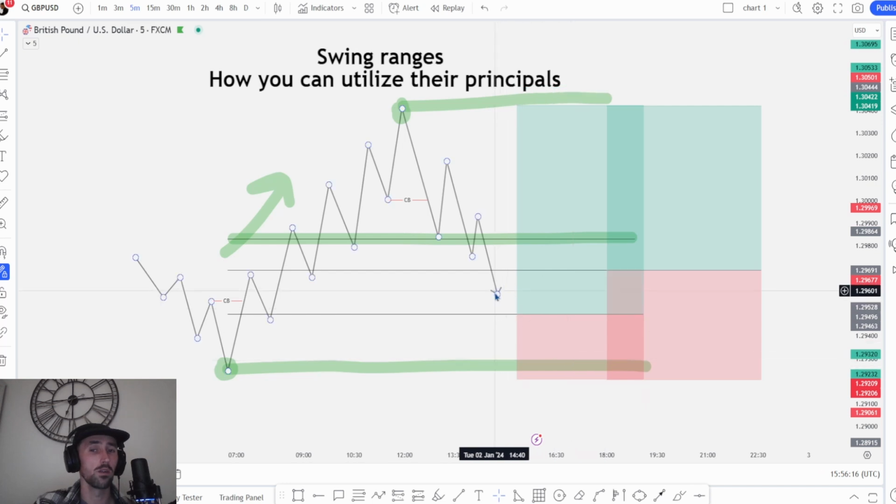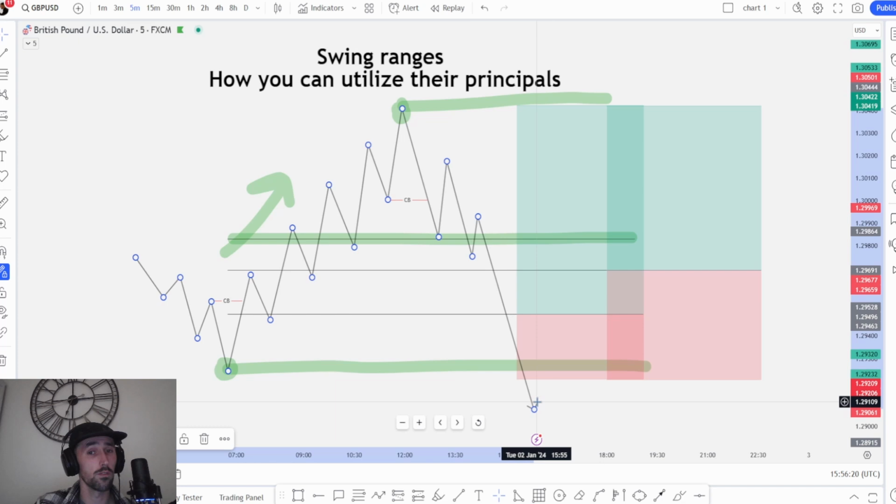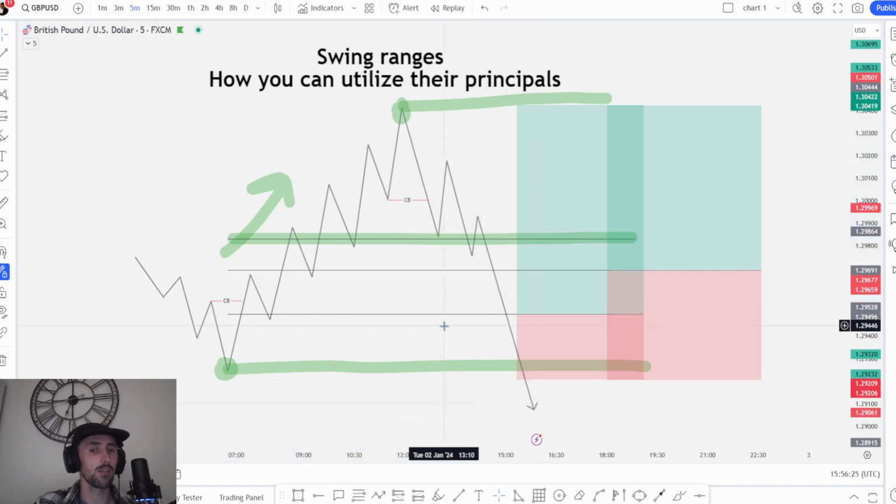Worst case scenario is price comes down, it does not react, and we have a complete shift in higher time frame order flow, mid time frame order flow and lower time frame order flow, giving you essentially a bias shift, which is only going to happen every so often. It doesn't happen all the time.